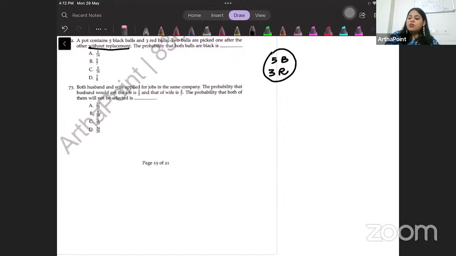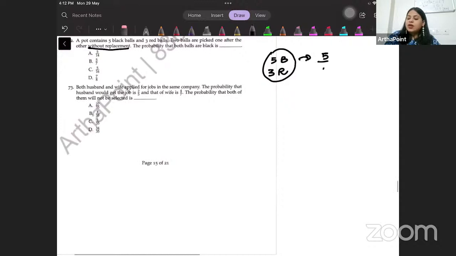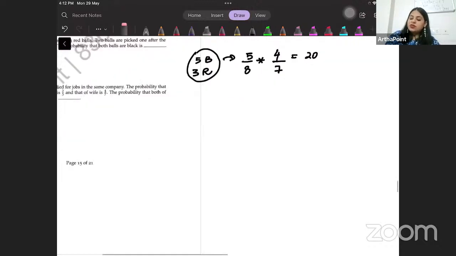So the probability of picking the first black ball will be 5 by 8. And then I want the second also to be a black ball. But after I have picked up one ball, how many balls are left? Beta, there are 7 balls left. How many black balls are left? 4 black balls are left. So it is going to be 20 over 56. You can just cancel this out also. So this will be 5 by 14.